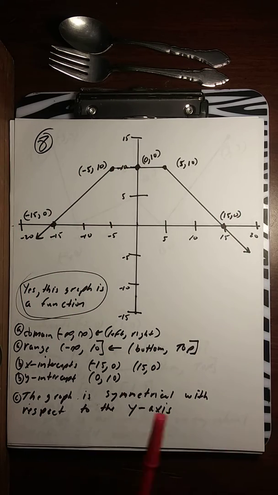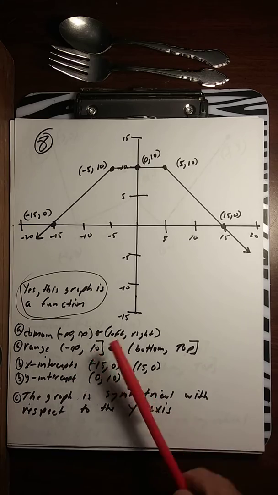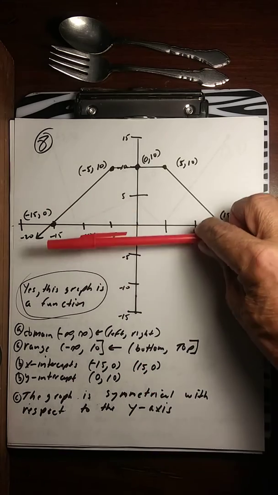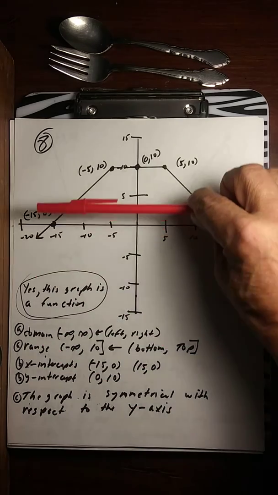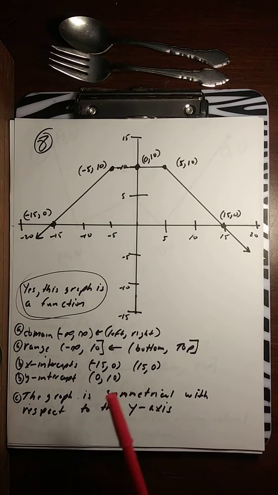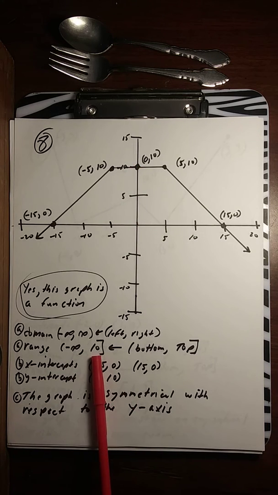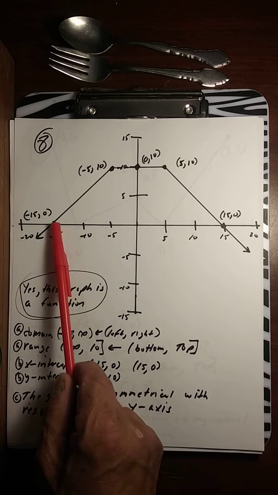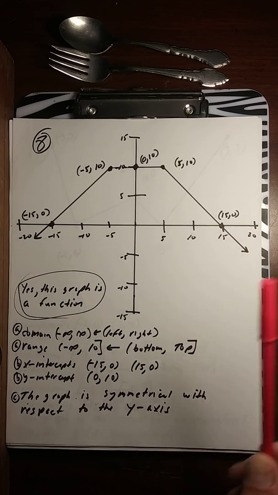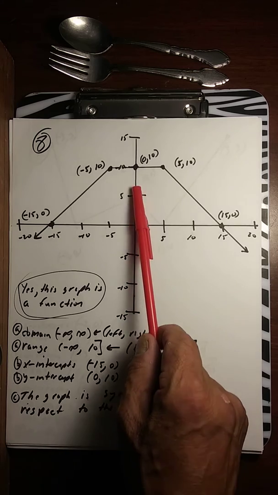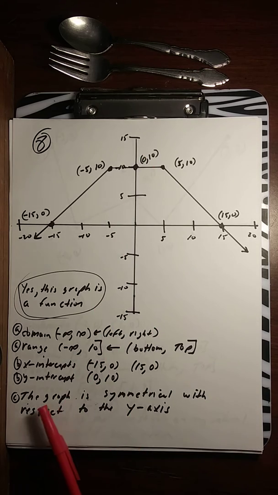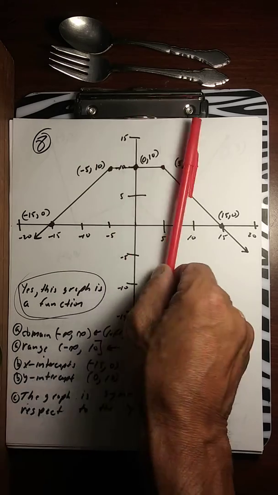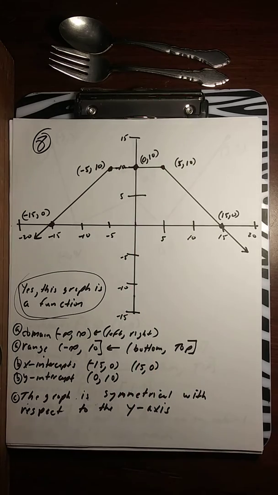Now the next part. Range, the bottom to the top. It goes from negative infinity up to right there, which is going to be 10. So it goes from negative infinity to 10, and stops right there. X-intercepts: negative 15 is 0, 15 is 0. The y-intercept is going to be 0 and 10. And the graph is symmetric with respect to the y-axis. See right there? Half is there on the y-axis.